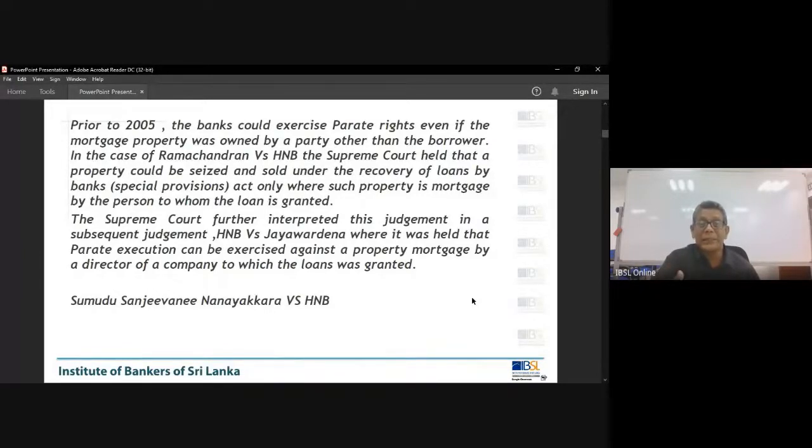saying that, in Jayawardhana, it was held that parate execution can be exercised against the property mortgaged by a director of a company to which the loan was granted. So therefore, if you are performing as a director for a company, that is not a third party anymore. It's not a guarantor. It's also a principal. So therefore, the parate execution can be carried out. Right? Okay. That's the situation about parate execution as far as credit is concerned.